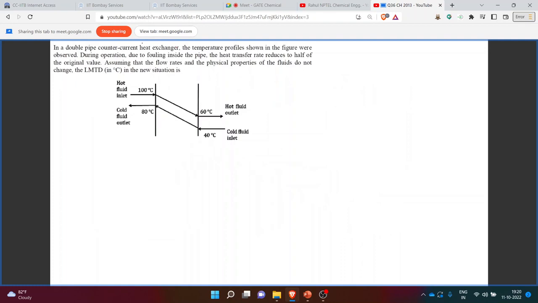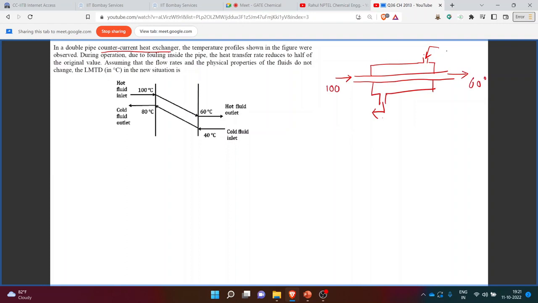Here we have been given a temperature profile corresponding to a counter current heat exchanger. Let's consider this as a double pipe heat exchanger. Tube side flow will enter in this direction and leave from this direction, and since we have counter current flow, the shell side fluid will enter from this direction and exit from this direction. Now we have been given the temperature profile: the hot fluid enters at 100 degrees Celsius and leaves at 60 degrees Celsius. The cold fluid enters at 40 degrees Celsius and leaves at 80 degrees Celsius.